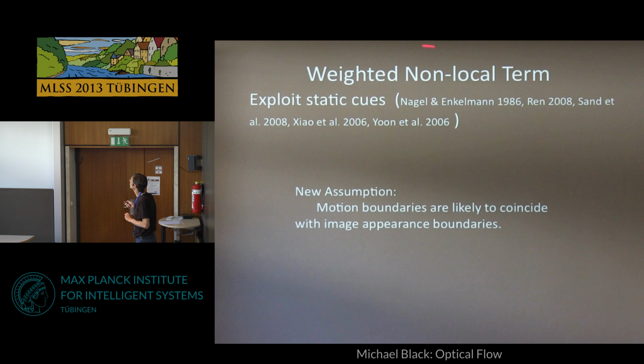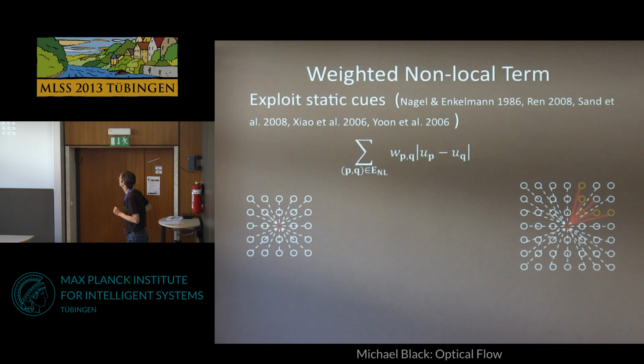And so we're going to introduce now a weighted non-local term, which is going to have a new assumption that motion boundaries are likely to coincide with image boundaries in the image. So let me explain that. So here we have this median filter that we're doing. We want the center optical flow value to look like all of its neighbors, except now we're going to actually compute a weight for each of these neighbors, and that weight is going to vary. And where are we going to get that weight from?